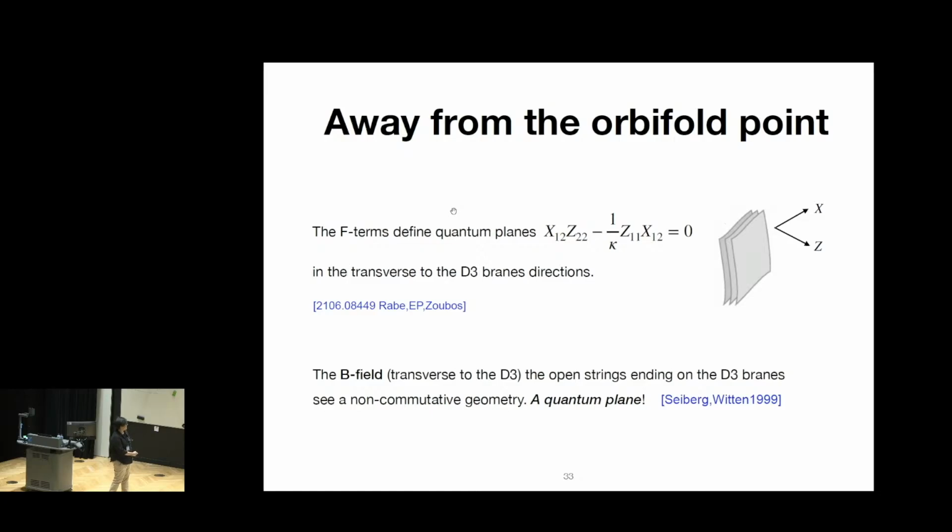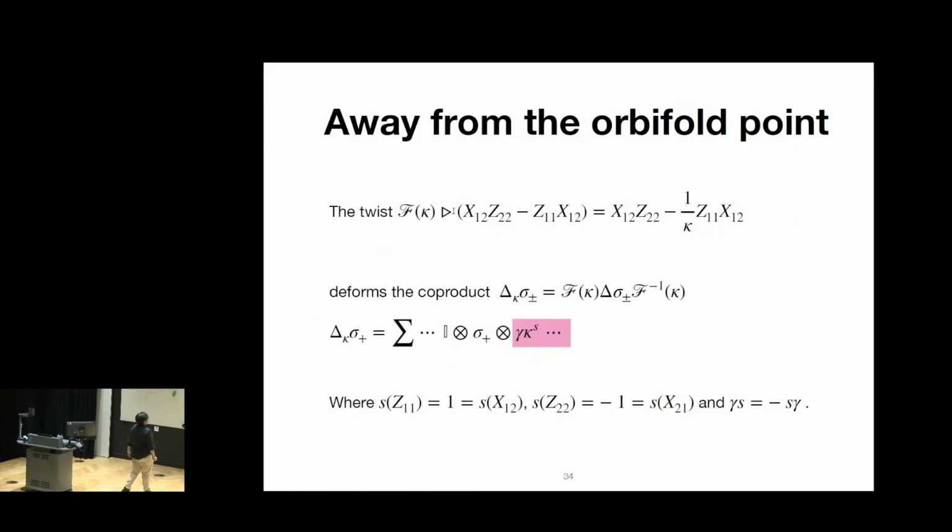And if you also want a physics understanding of this, it all comes from Seiberg and Witten. When there is a B field transverse to our D3 branes, open strings ending on these D3 branes see a non-commutative geometry. This is what is happening. Here is the twist. It's just precisely that. It puts G1 and G2 here in the equation and also deforms the coproduct the usual way. So we compute in this way and we get this answer.